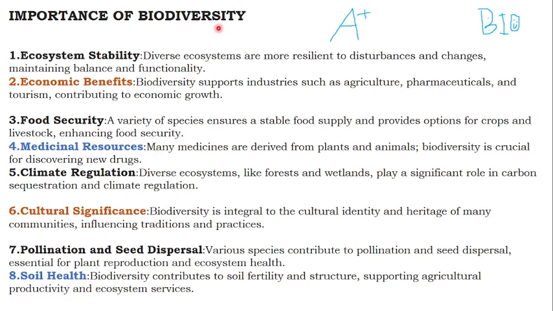Among the biodiversity, remember, I will teach you the next unit called classification. I will teach you what we call kingdoms. Among the kingdoms, there is kingdom Monera, and an example in it is bacteria. Bacteria are also organisms, and some bacteria help in soil fertility. Soil health means the importance of biodiversity, specifically bacteria, in making soil healthy. Biodiversity contributes to soil fertility and structure, supporting agricultural productivity and ecosystem services.